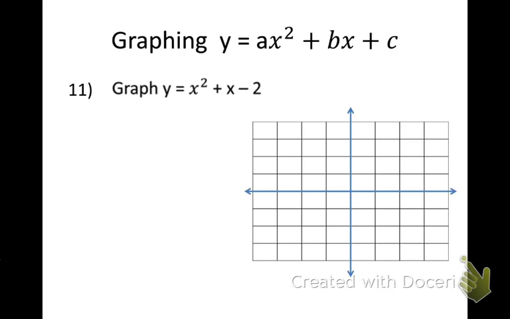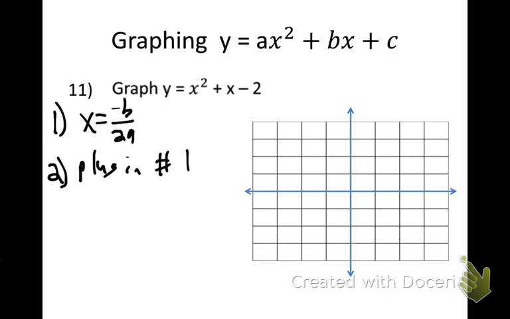Try this one. Try number 11. Take a couple seconds to try number 11. What is A in this problem? 1. A is 1. What is B in this problem? 1. So I plug that in. Negative 1 over 2 times 1. I took A and B from my quadratic and plugged them in. Now I just simplify. Negative 1 over 2 times 1 gets me negative 1/2.